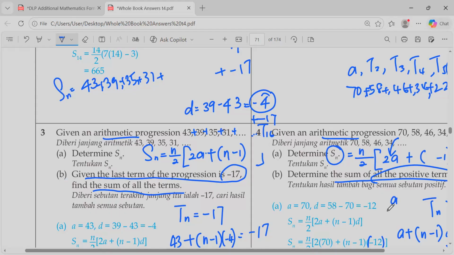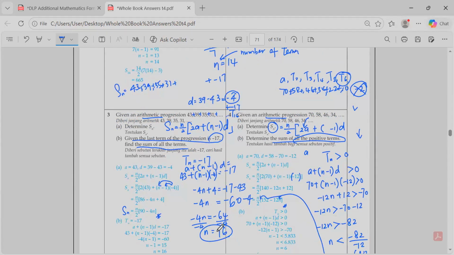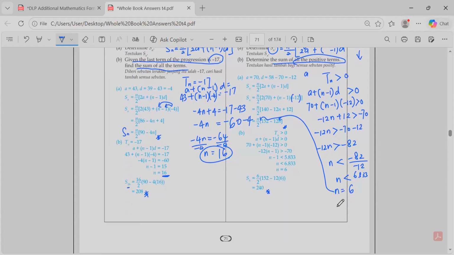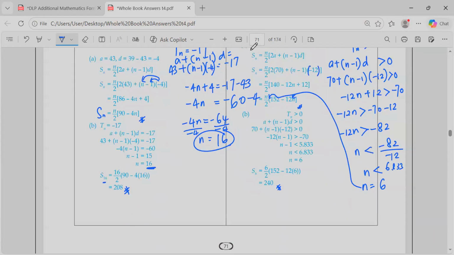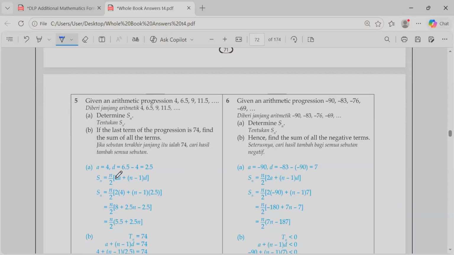Similar question. So for these last two questions, find out the Sn, okay? And then if given the last term, using this formula, find out the n. After you find out the n, you just substitute n into the sum formula, sum of the terms. Okay? So next, look at the question again.